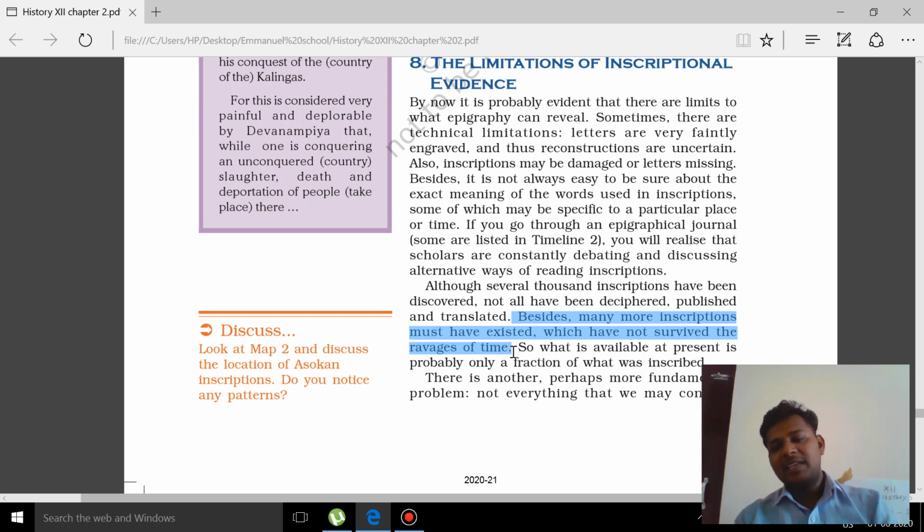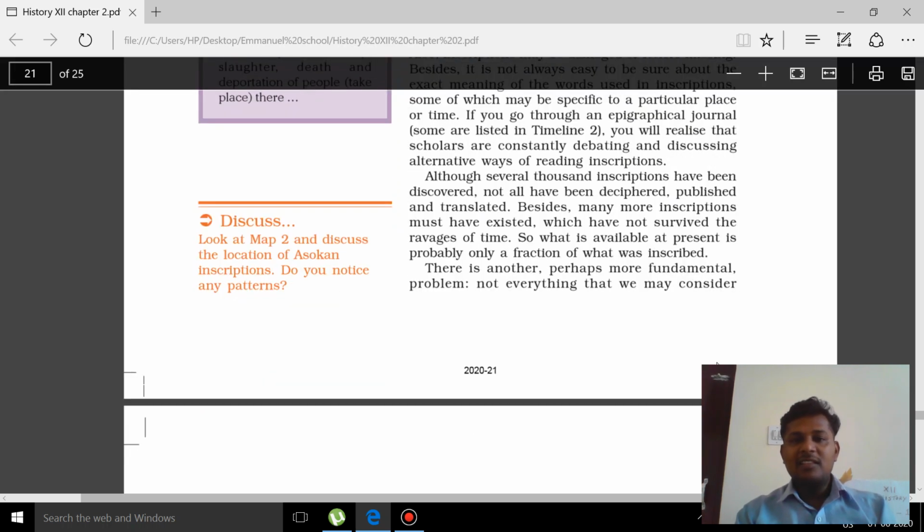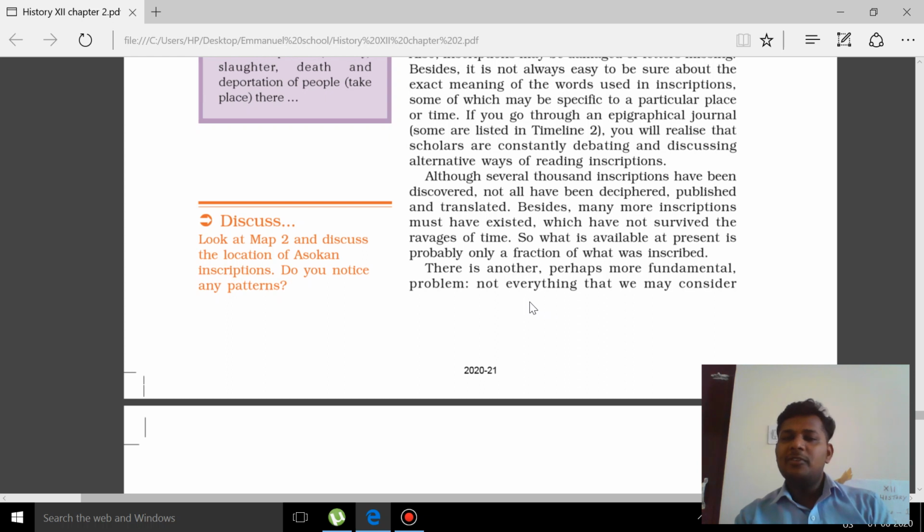Sir, how will you write such a big passage? What you have to write is: whatever inscriptions we have and that exist with us are just a fraction of what was inscribed, the rest may not have survived the ravages of time. That is all you have to write. Now this is the third point. The fourth point is, see, this is a 3 marker, so 3 points are enough. Sometimes it may not be enough, you need to explain the exact problems, so you have to go further to write.